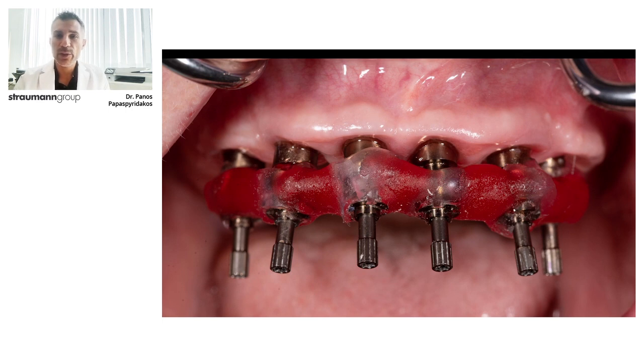So for the conventional impression, we connect impression copings, and we always splint them with a splinting material. It can be Triad gel, it can be pattern resin, it can be composite. It doesn't matter, the splinting material. We will splint them and then use an open custom tray with elastomeric material, either polyether or PVS, and take the impression.